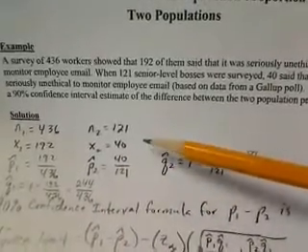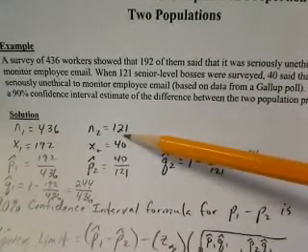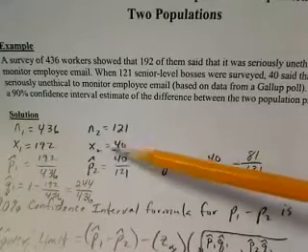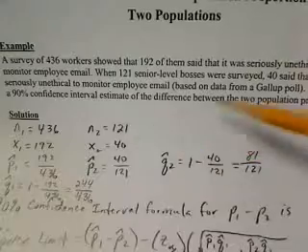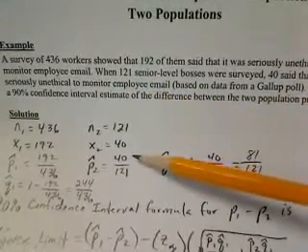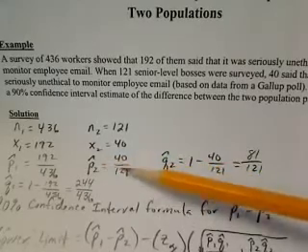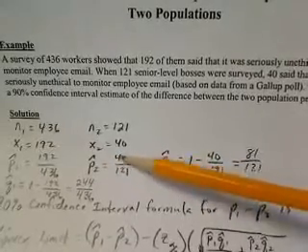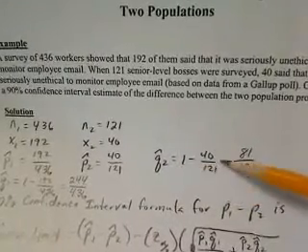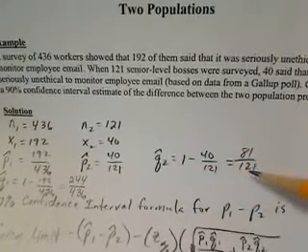When the survey of bosses was conducted, there were 121 senior-level bosses, and 40 of those people, or x2, said that it was seriously unethical to monitor employee email. And p hat 2, for those bosses, is 40 over 121. q hat 2 is 1 minus 40 over 121, or 81 over 121.